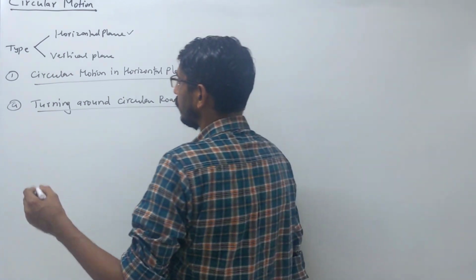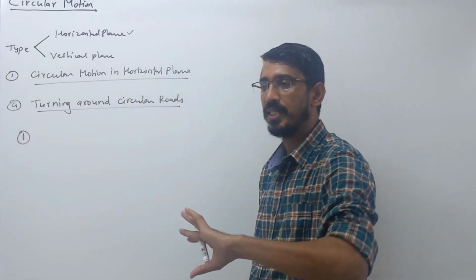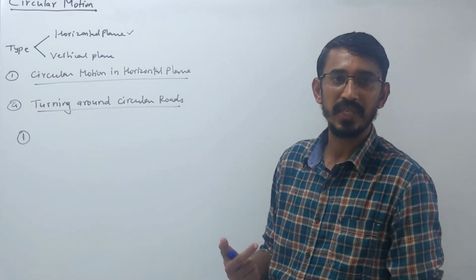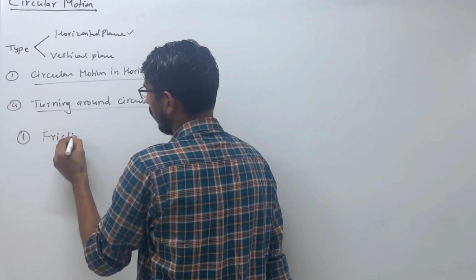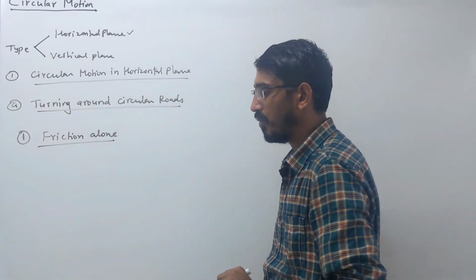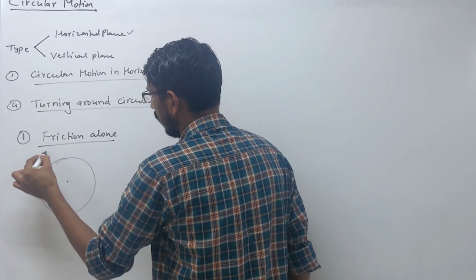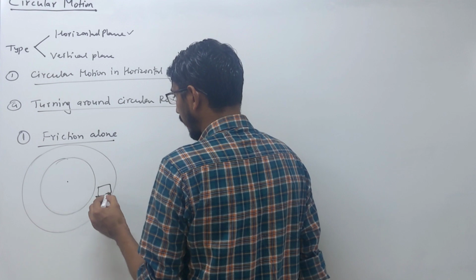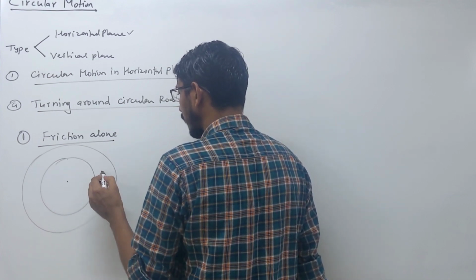First we learn: suppose you have a road and you are balancing this centripetal force by friction alone. You make the road a little rough so that friction is increased. So first we are writing friction alone. Suppose you make a road rough and now you are turning on that circular road. Let me draw it. Suppose this is your road, your vehicle is here and you are turning on this road, moving in that direction.